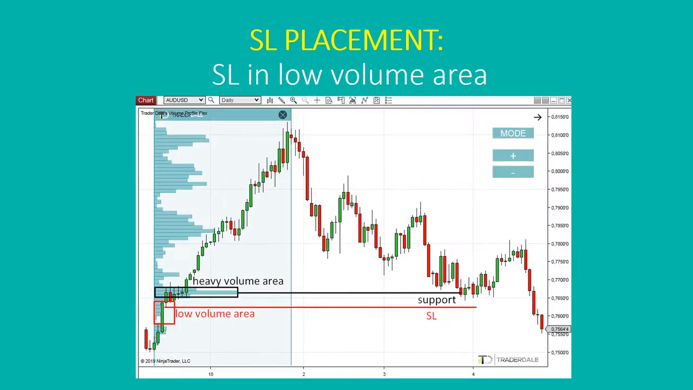Now, the second way where you can place your stop loss is in a low volume area. So, for example, in this case, you can see that there was strong buying activity, there was an uptrend, and within this uptrend there was a significant volume cluster. So this is the trend setup, alright? So this is a strong support, a strong swing support right there.